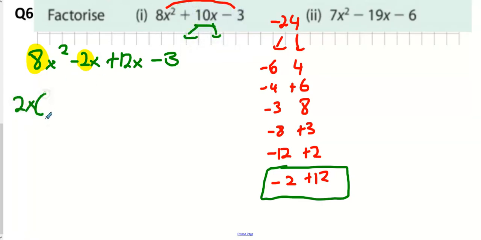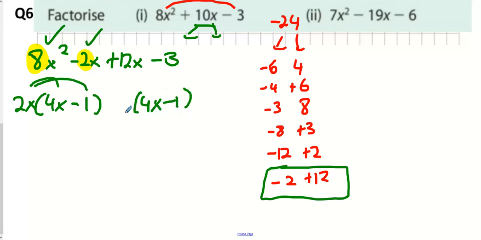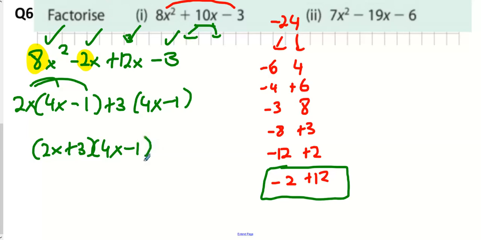And now what we have left over is 4x, because 2x multiplied by 4x is 8x squared. 2x multiplied by minus 1 is minus 2x. It's the same bracket twice. That's what we learned. What number multiplies by 4x to give you 12x? That would be 3. So plus 3 here. 3 times 4x is 12x, and 3 times minus 1 is minus 3. And your answer is 2x plus 3 and 4x minus 1.